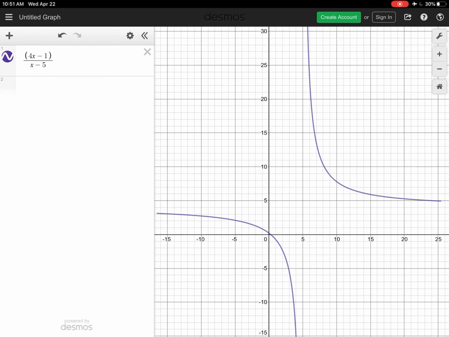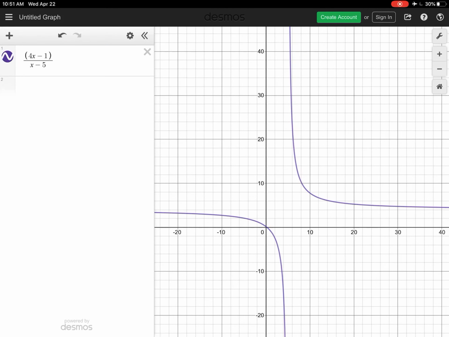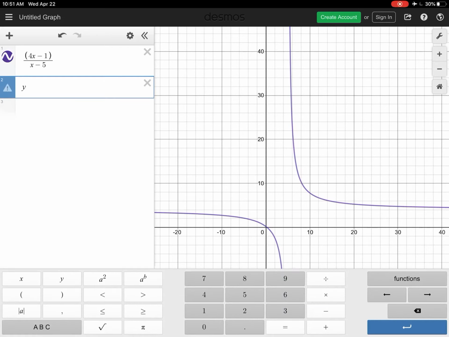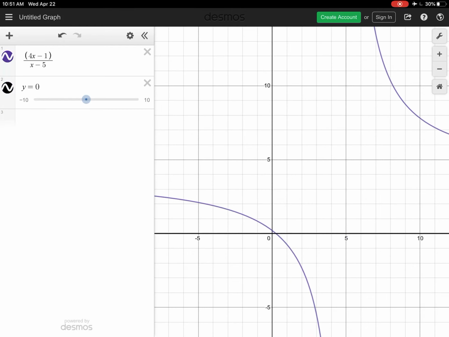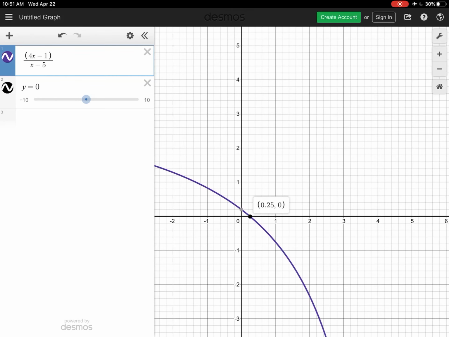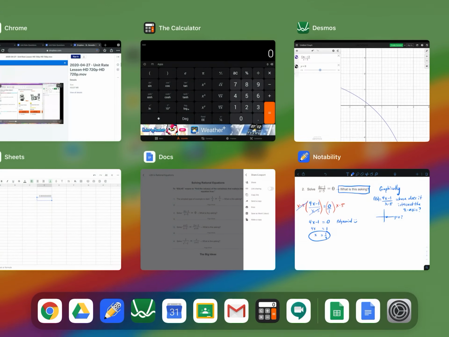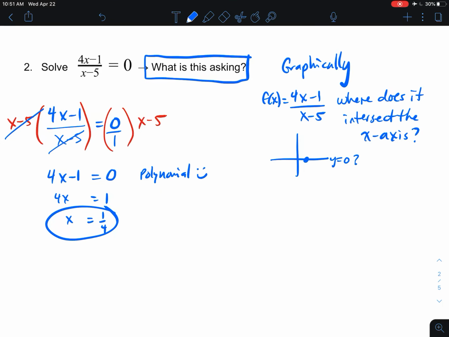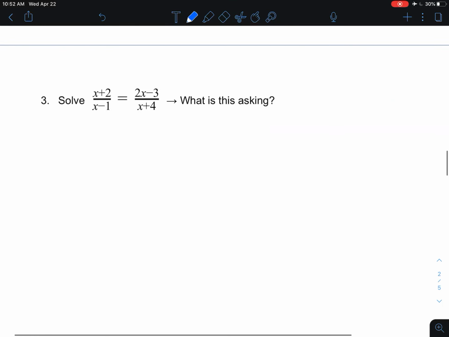Okay, because that's what this question was asking. It says, where is this graph equal to 0? Cool. I could even put y equals 0 as my equation there, and then find the place where those two functions meet. Y equals 0, that horizontal line, and (4x minus 1) over (x minus 5), that rational function. And then we can see that they have a point of intersection at 0.25. Cool. All right, let's keep ramping it up.